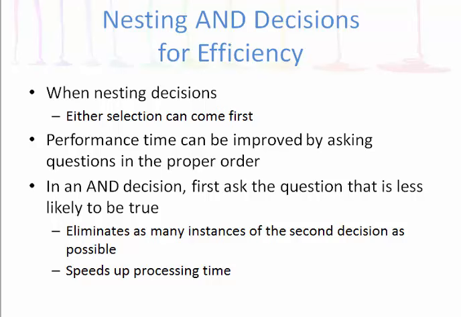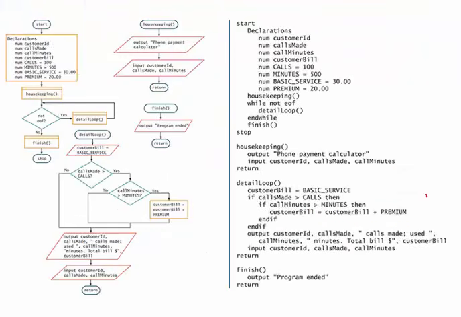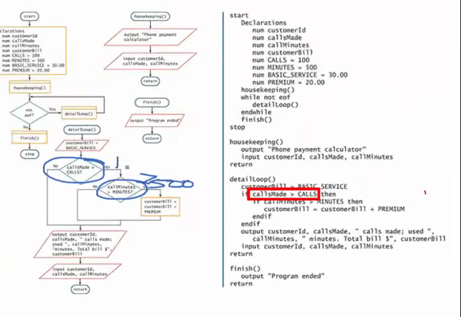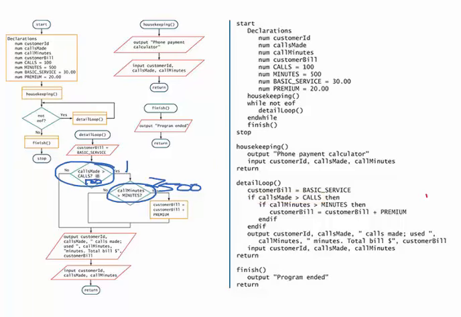Now, in an AND decision, first ask the question that is least likely to be true. Right, so which question here is least likely to be true? Is calls made greater than 100 least likely to be true compared to calls minutes greater than 500? Yes, calls made is greater than 100, because I can actually make one call that will last definitely over 500 minutes. Therefore, the one that's least likely to be true, in other words, calls made greater than 100, is least likely to be true. So therefore, if these two both need to be true in order for us to bill the premium, then ask the one that is least likely to be true.